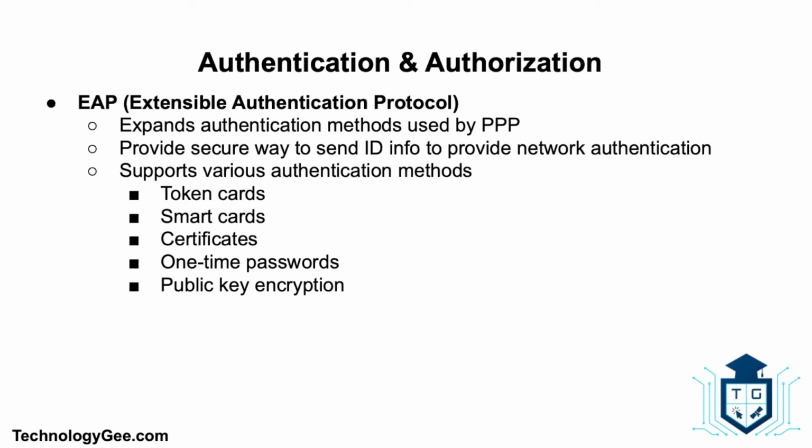Next, we have Extensible Authentication Protocol. EAP is a protocol for wireless networks that expands the authentication methods used by the Point-to-Point Protocol, a protocol often used when connecting a computer to the internet. EAP is used on encrypted networks to provide a secure way to send identifying information for network authentication. It supports various authentication methods, including token cards, smart cards, certificates, one-time passwords, and public key encryption.